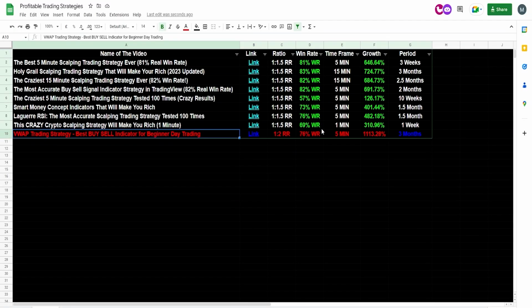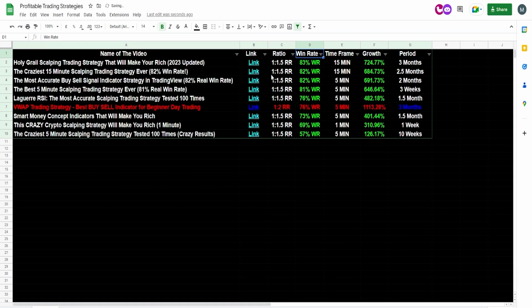This is the first strategy with 2-to-1 risk to reward ratio, so we cannot compare it with similar strategies just yet. What we can do is compare it to this holy grail strategy, which was backtested in the same time period, and we can see that our strategy has a bigger growth despite having a lower win rate percentage, which is possible because of our higher risk to reward ratio. As we add more strategies to this list, we will compare them and we will eventually find the best trading strategy there is.